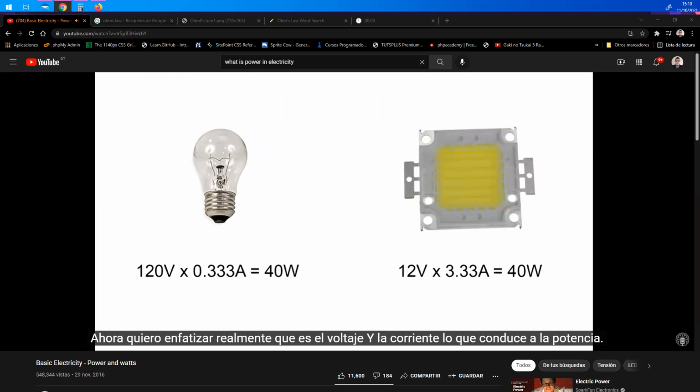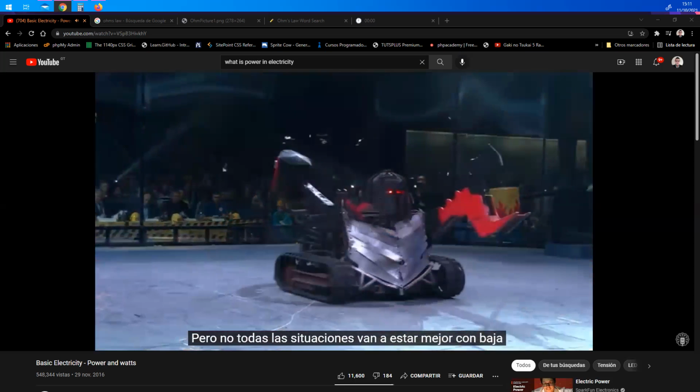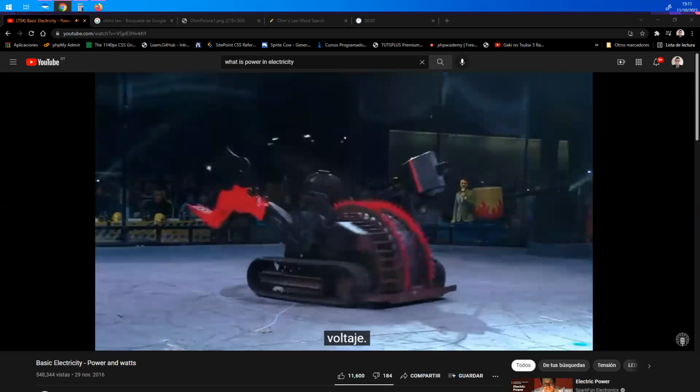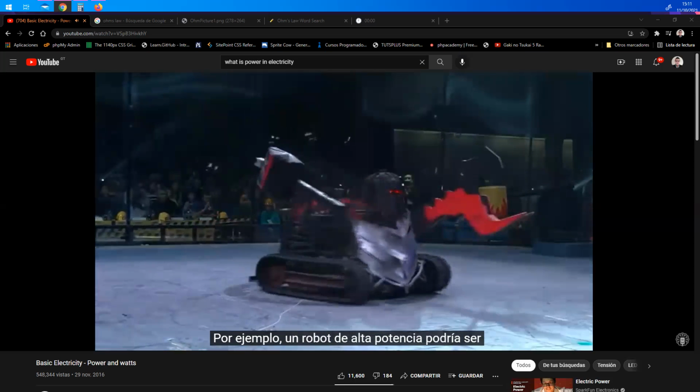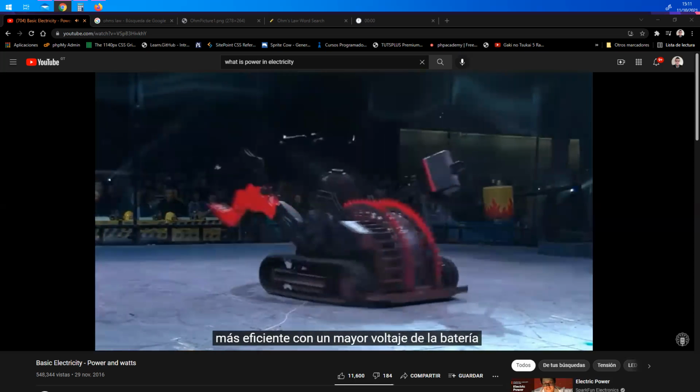Now I want to really emphasize that it's voltage and current that leads to power. Voltage and current can be combined in different ways to get the job done. For example, you could design an LED lighting system that runs from 12 volts and make it so that it draws 10 times more current, and you'll still get the same 40-watt draw. And since LEDs are more efficient, you'll get more light from every watt. But not every situation is going to be better off with low voltage. For example, a high-powered robot might actually be more efficient with a higher battery voltage.